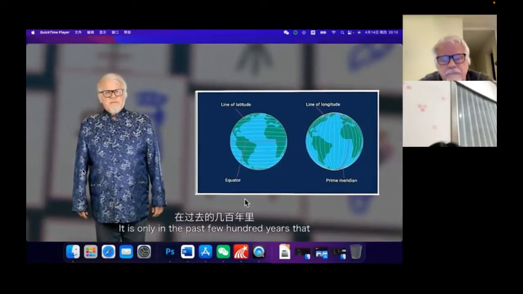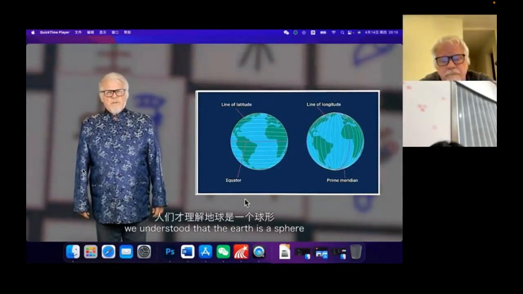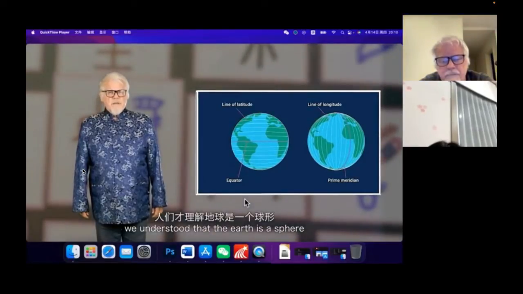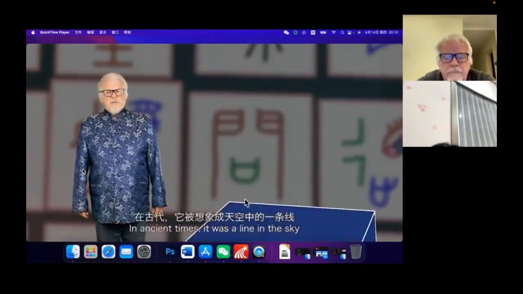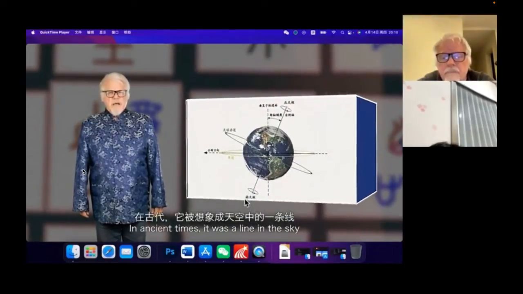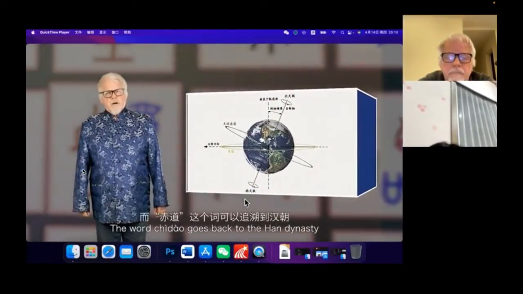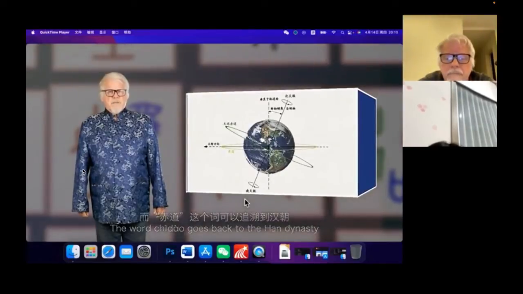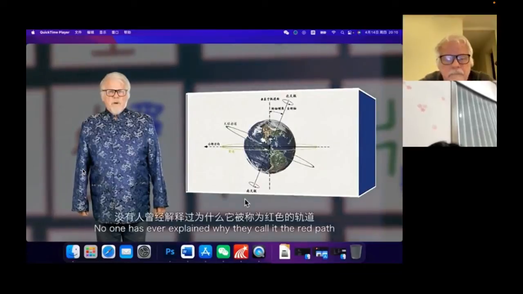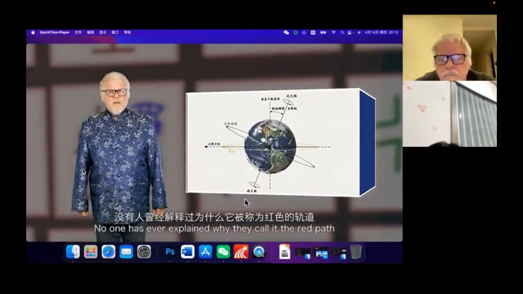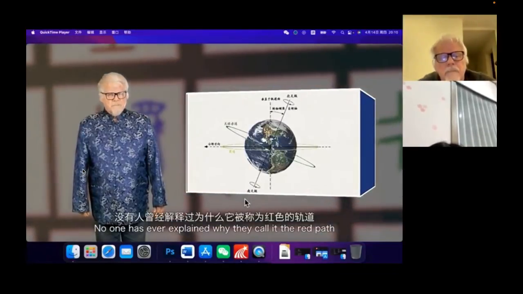It is only in the past few hundred years that we understood that the earth is a sphere and the equator is a line around the earth. In ancient times, it was a line in the sky. The word Chi Dao goes back to the Han Dynasty before anyone knew about the terrestrial equator. No one has ever explained why they called it the red path.